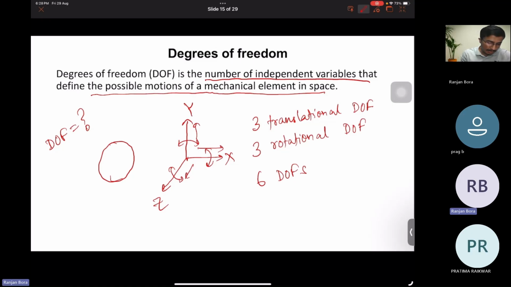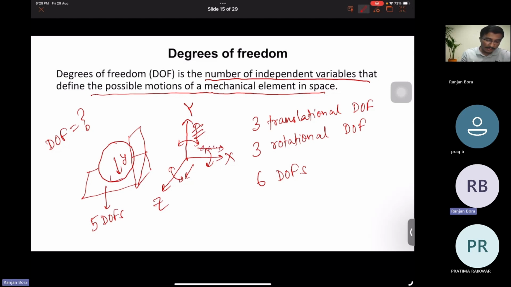Now if we restrict one motion, like if we place this ball on a plane, on a surface, it can no longer translate in the y direction. That component of its translation is restricted. So now at this position, it will have 5 degrees of freedom. Similarly, if we add one more plane along this surface, this translation will also be restricted, the x translation.